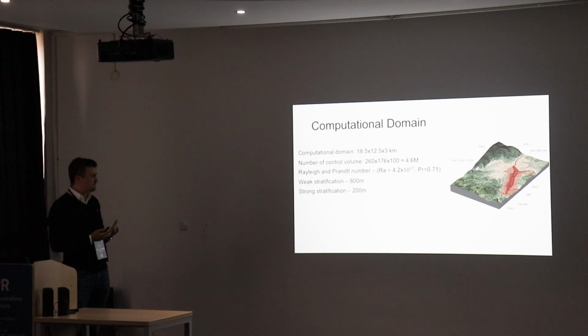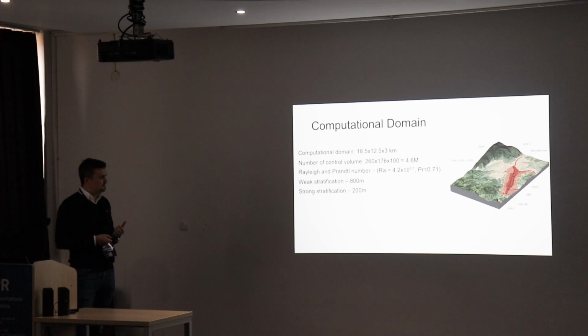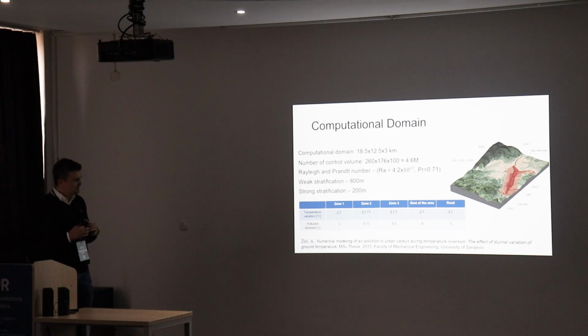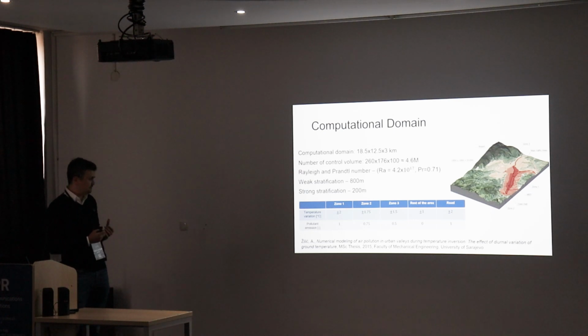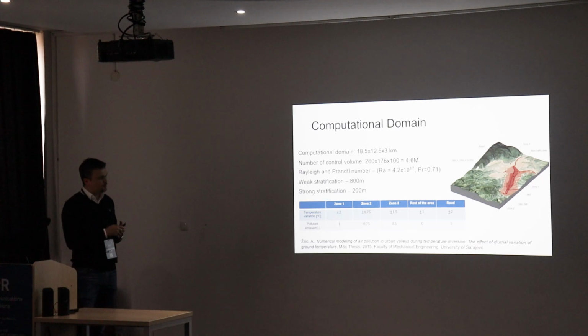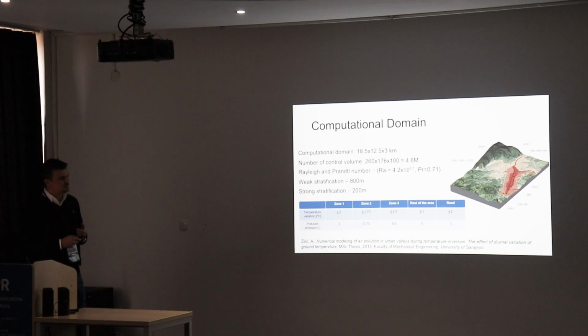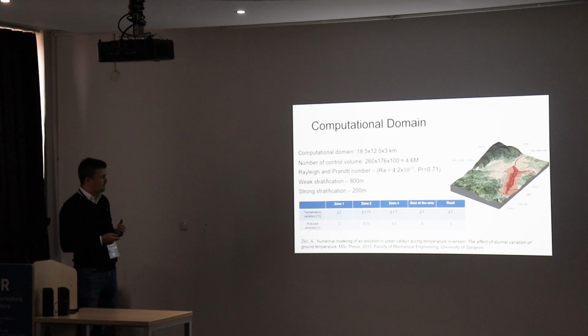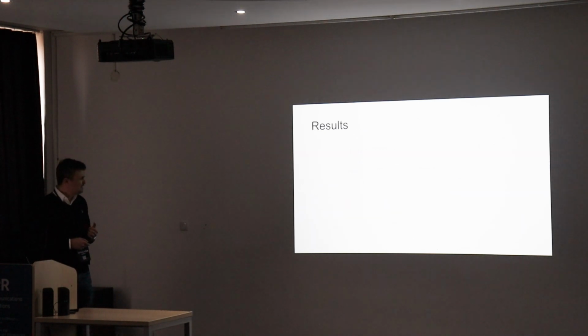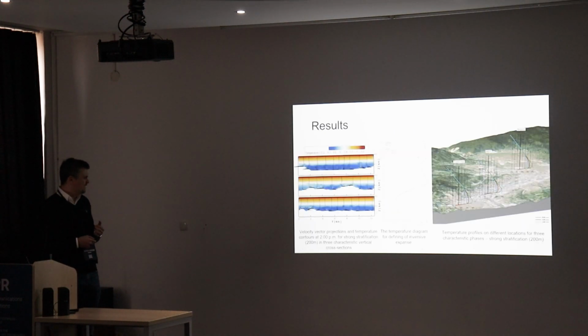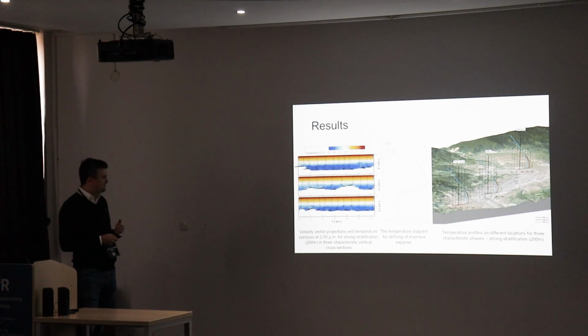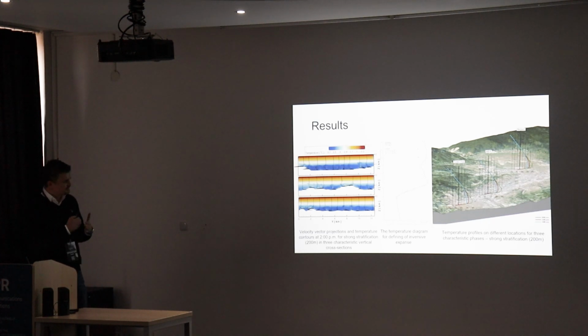This computational domain is then divided into several zones, and for each of these zones I define different temperature variation and pollutant emissions. It is also important to mention that all simulations have been done with the RANS turbulence approach. Here are, for example, some results: velocity vector projections and temperature contours for different cross-sections and locations in Sarajevo.